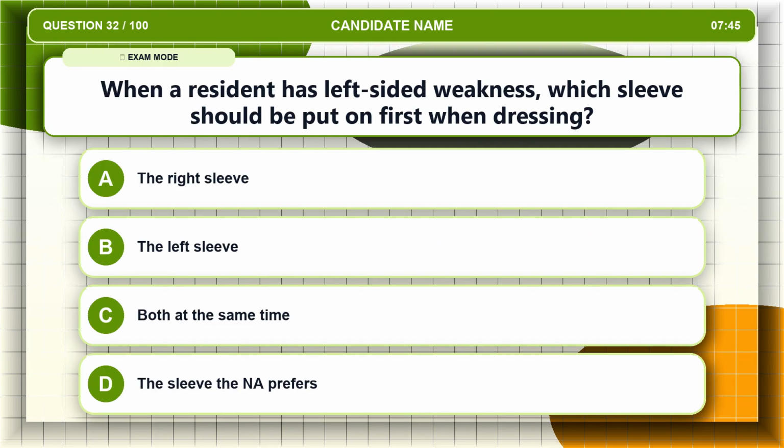Question 32. When a resident has left-sided weakness, which sleeve should be put on first when dressing? Option A, the right sleeve. Option B, the left sleeve. Option C, both at the same time. Option D, the sleeve the NA prefers.